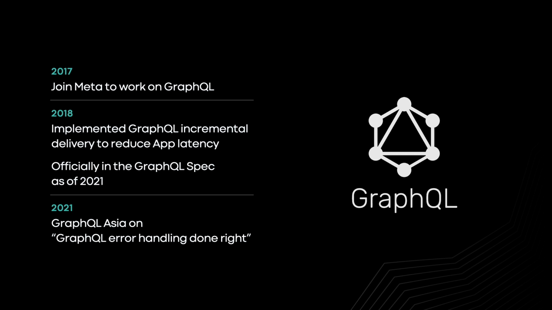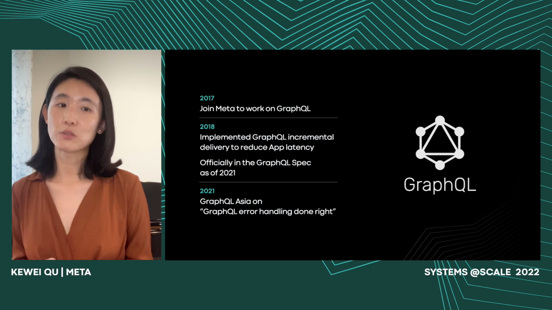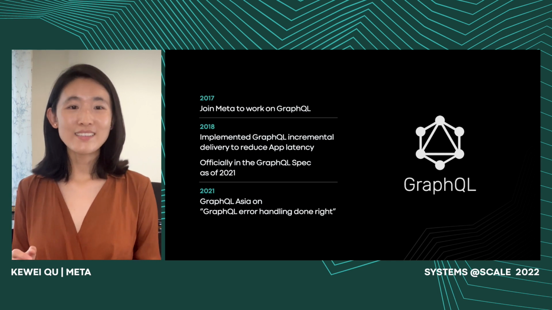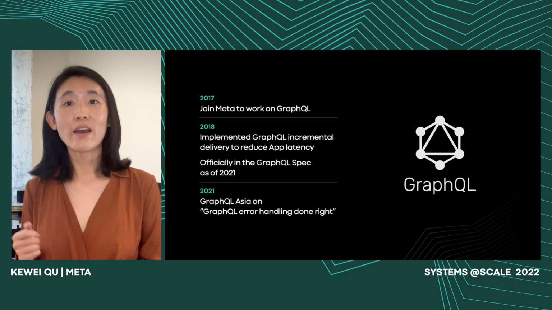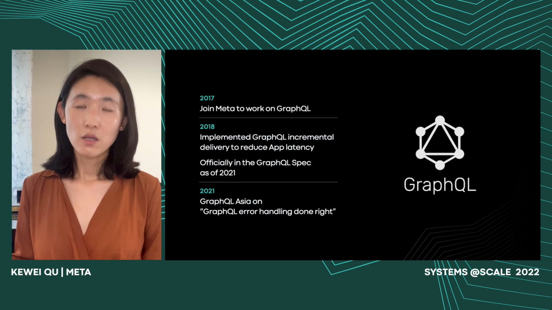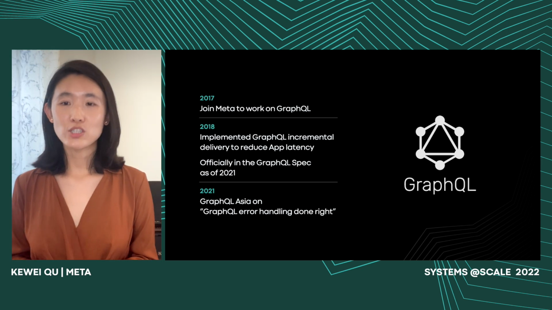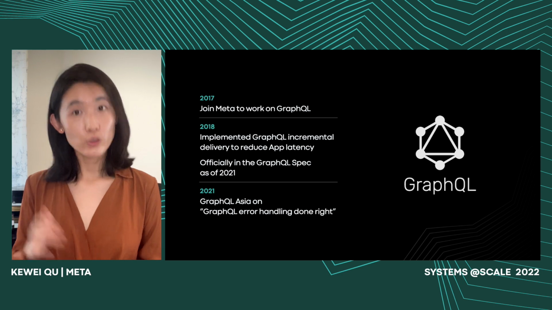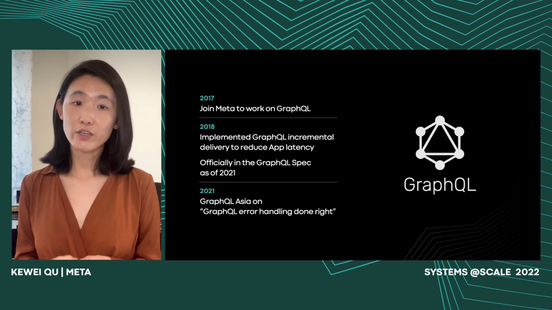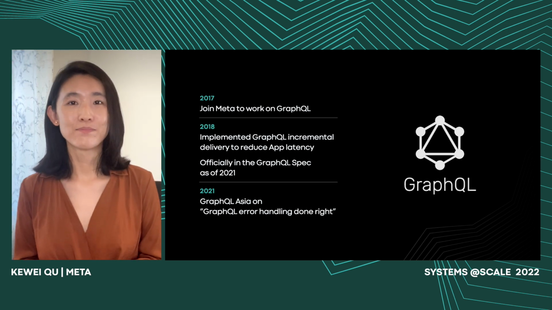In 2018, I implemented GraphQL incremental delivery to reduce app latency. This is now officially in the GraphQL spec as of 2021. In 2021, I also gave a talk at the GraphQL Asia conference on the topic of GraphQL error handling done right, which is the precursor to the talk today. Since then, we have achieved quite a few milestones, which boosted our confidence and conviction that federation is the right approach and prompted the talk today.